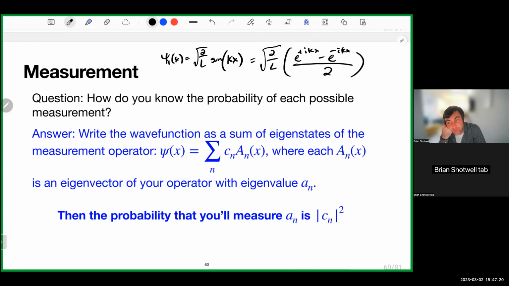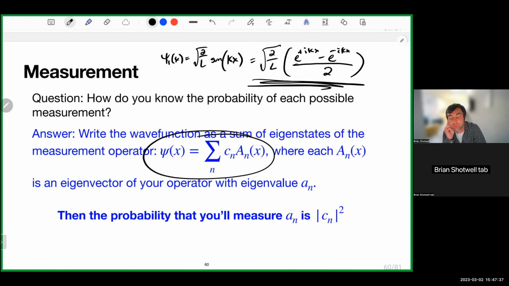Now, why did I do that? I did that because if we're talking about momentum, then we want to write our wave function in terms of the eigenstates of the momentum operator, which are e to the ikx. So what we just did, writing it this way, is writing our wave function in terms of those special states for that operator.